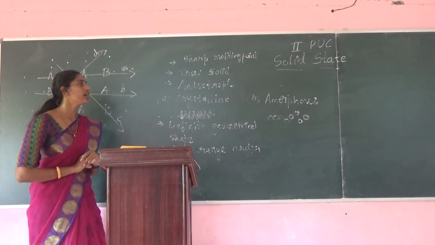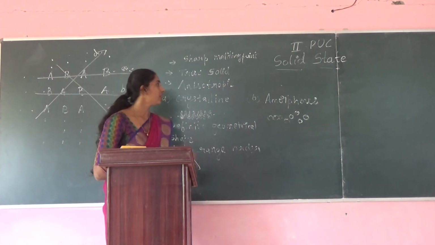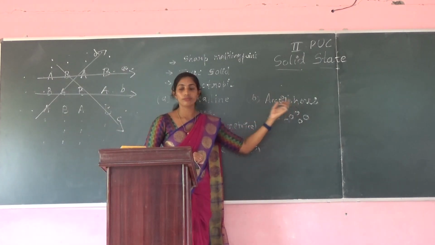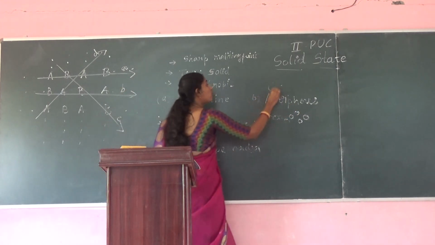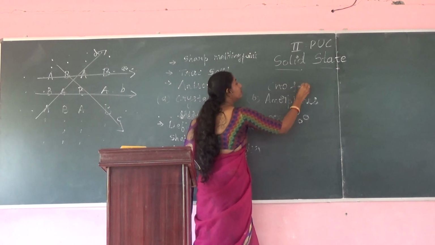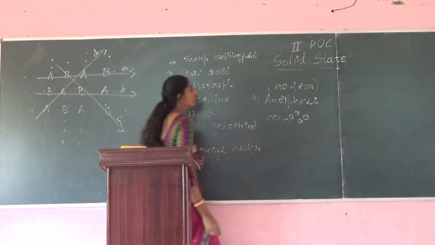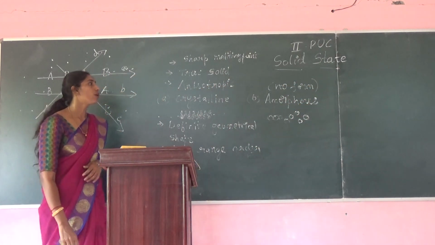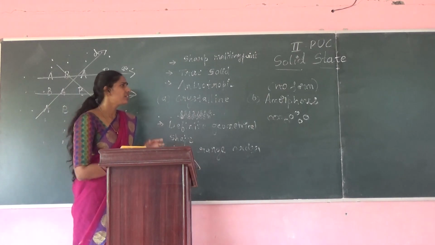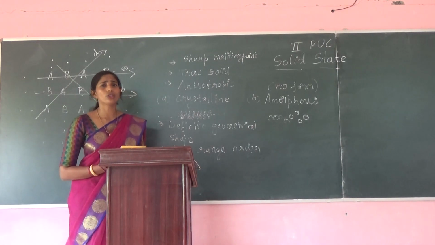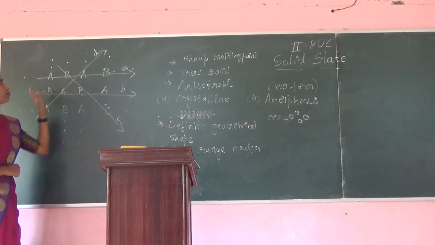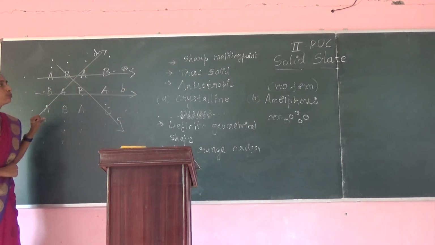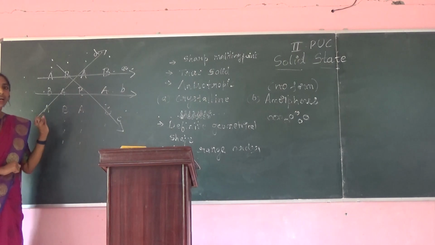Now we'll discuss what the different properties of the amorphous solids are. As I said already, amorpha means no form. No form in the sense there is no definite arrangement of the constituent particles. Here I said A, B, A, definite arrangement of the constituent particles is there.